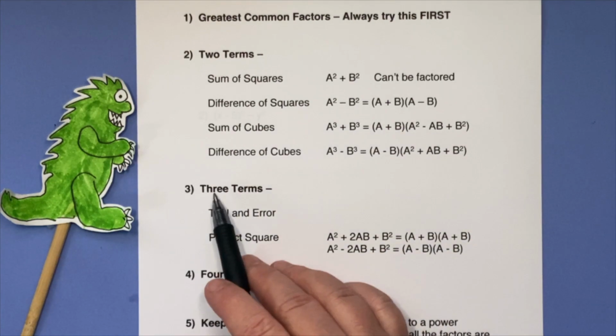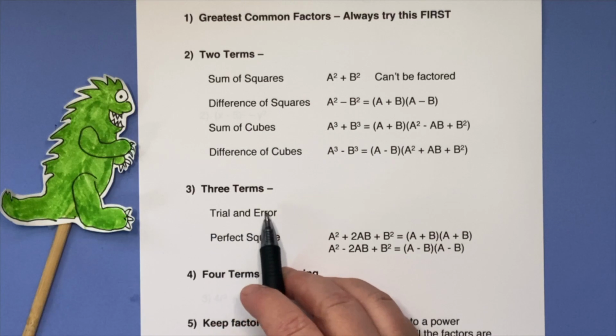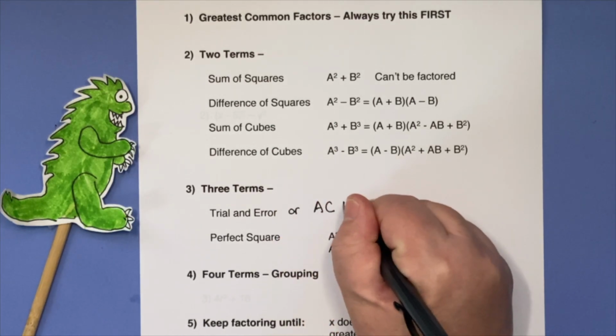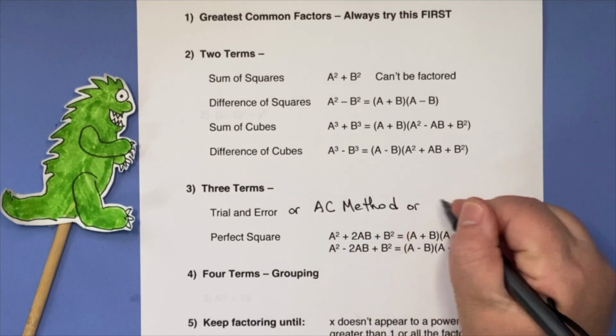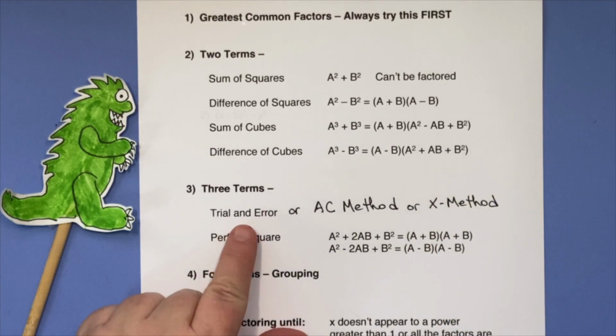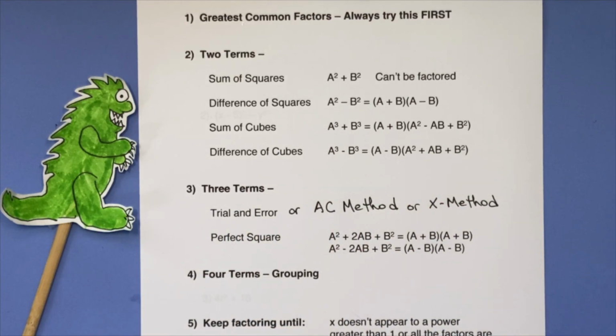Now for 3 terms, I skipped one. In the olden days when there were dinosaurs running around, we had something called trial and error. And nowadays we have something called the AC method. And some people even learned the X method. So we will talk about trial and error and the AC method. I also have a video about the X method if you'd like to use that. The X method is actually the AC method, just set up in a slightly different way to make it easier to remember the steps. So that's pretty cool.